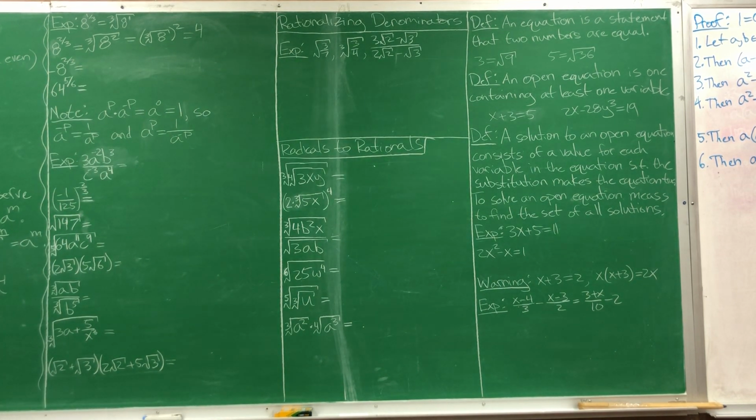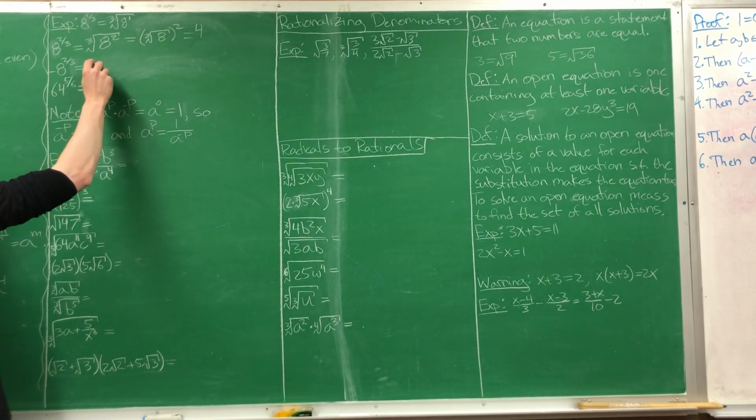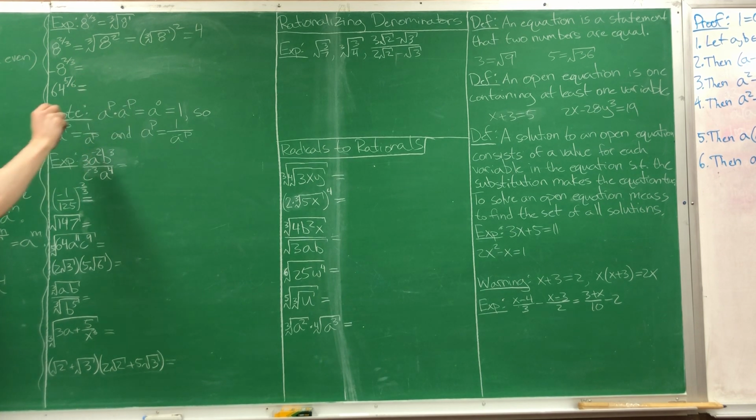And so -8 to the 2/3 is 4? Negative 4? Oh, it is 4. They're saying 4, so it's 4. Negative 8 squared is 64. Either way you square it, so that makes it positive.